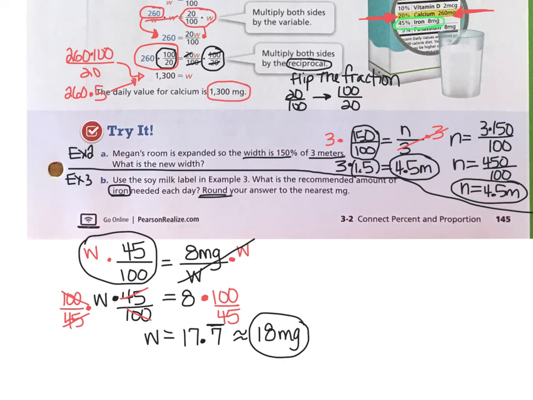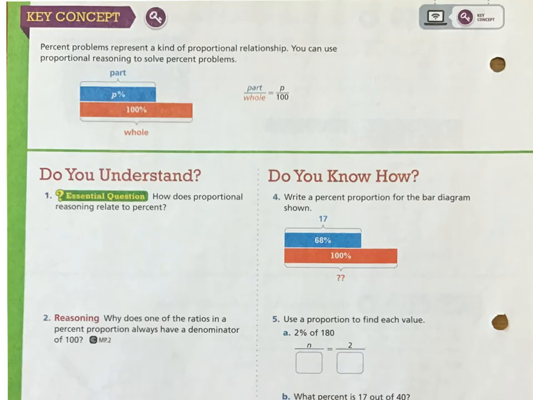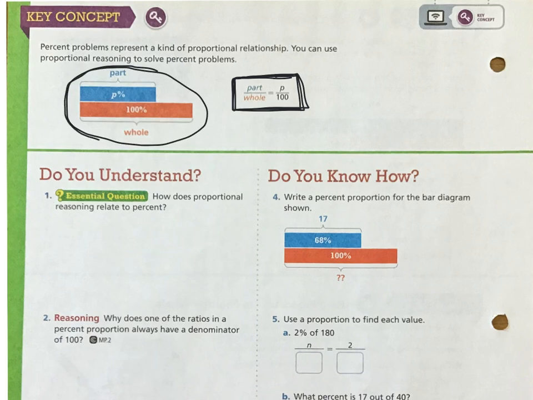Next, let's look at the key concept and try some problems on the practice and problem solving as well. The key concept simply summarizes for us what we've learned in this lesson, and that is to take a proportion like so and use it to solve for parts, wholes, or percents. We can use that proportion to solve for any of those pieces that we need when we are missing one piece in that problem. So here's what it looks like in the bar diagram, okay, that helps us set up where those pieces go.